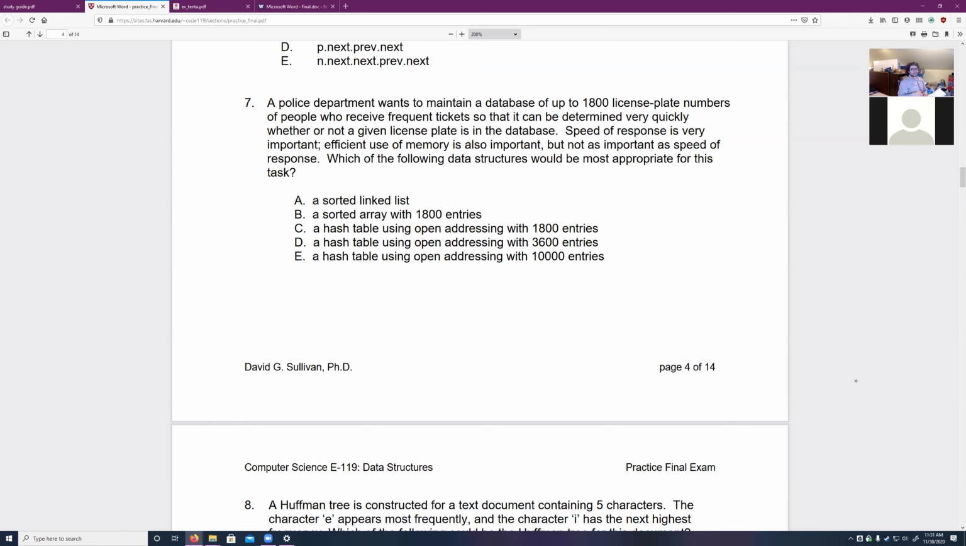Okay. Now let's take a look at this one. Hash table with open addressing using 1,800 entries. Now hash tables in general, what is their lookup time? What is the big O for get and set for hash tables? Constant time, big O of 1. However, that's highly dependent on memory usage and how much memory you have sacrificed. If you have 1,800 entries, how long does it take to find something in a completely 100% full hash table? O of n.